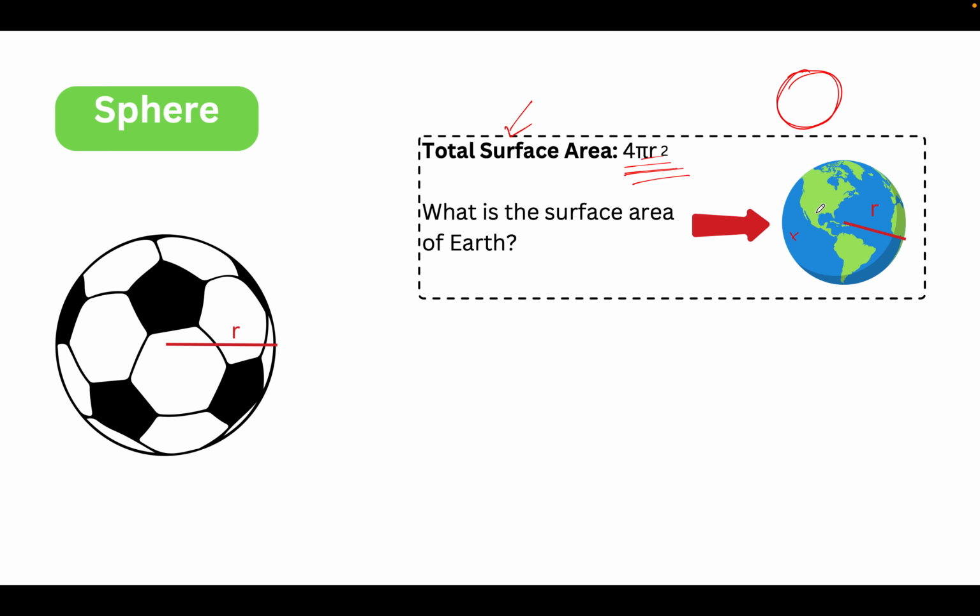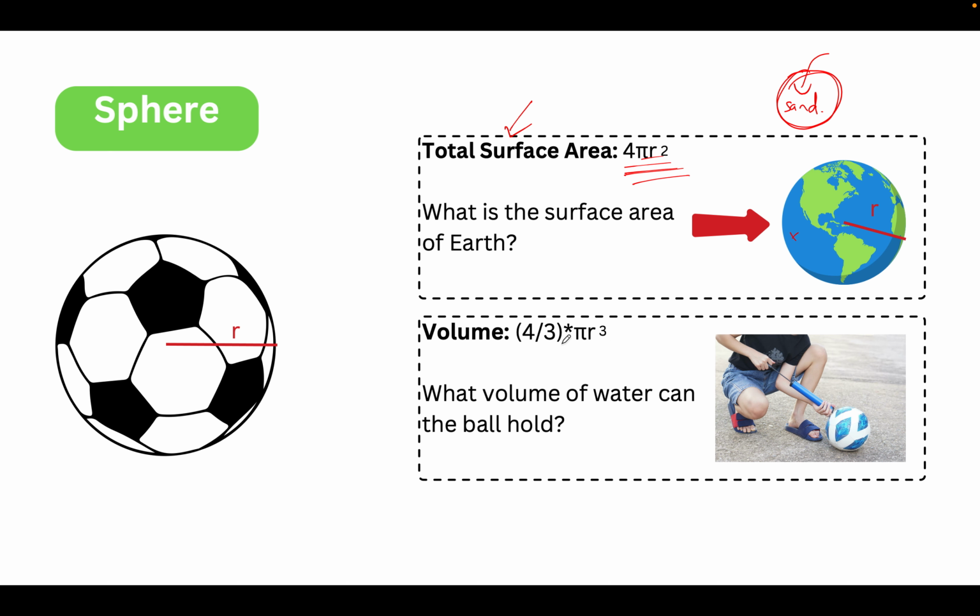And if that earth was hollow and we were asked to put sand inside the sphere, to find the volume of the sand we will use this formula, 4 upon 3 pi r cube. 4 upon 3 pi r cube, this is the formula of volume of a sphere. And as you can see, if we need to find the volume of air that we can fit inside the ball, then we will also use this similar formula.